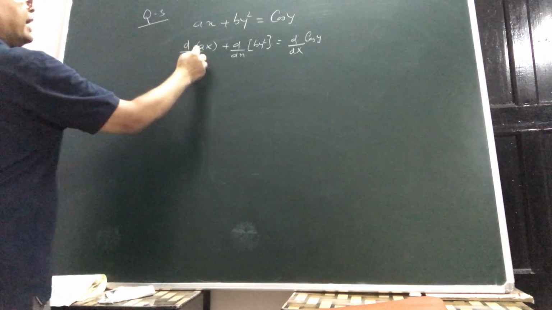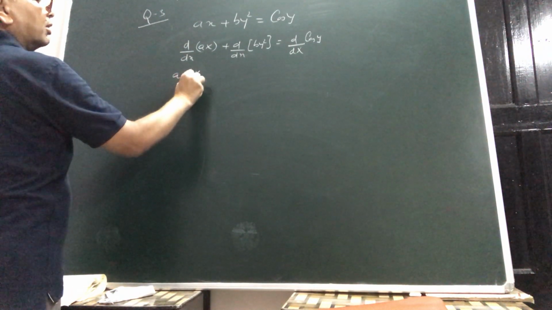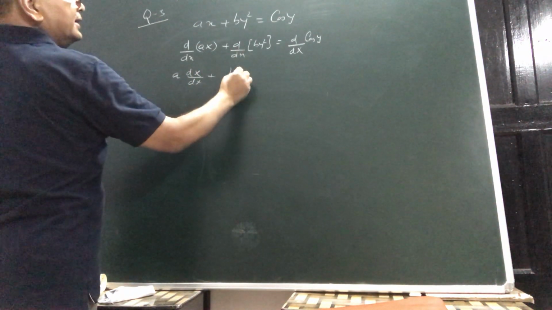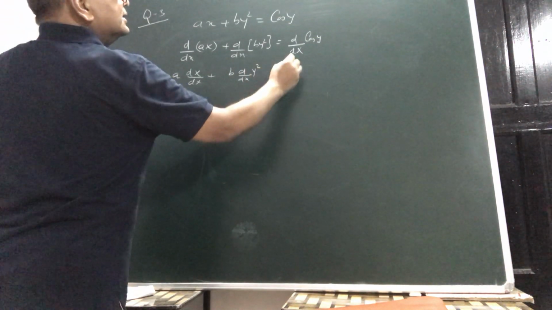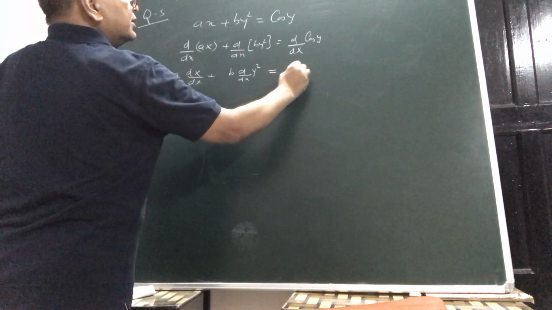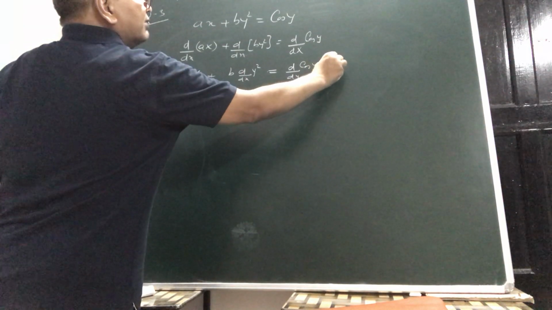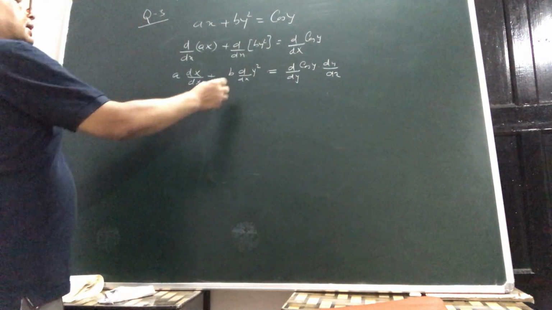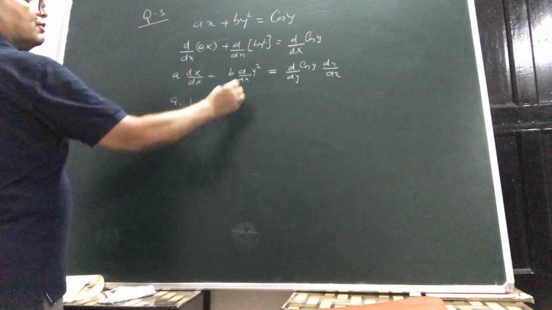Okay. So a is constant, it can be taken outside. So what you will get? dx upon dx plus b is constant, it can be taken outside of the derivative sign. So it will be d by dx of y square, and this is d by dx of cos y. So invoke the chain rule formula, d upon dy cos y into dy by dx. Okay, same thing. So it is a into 1 plus b, d upon dx of y square.